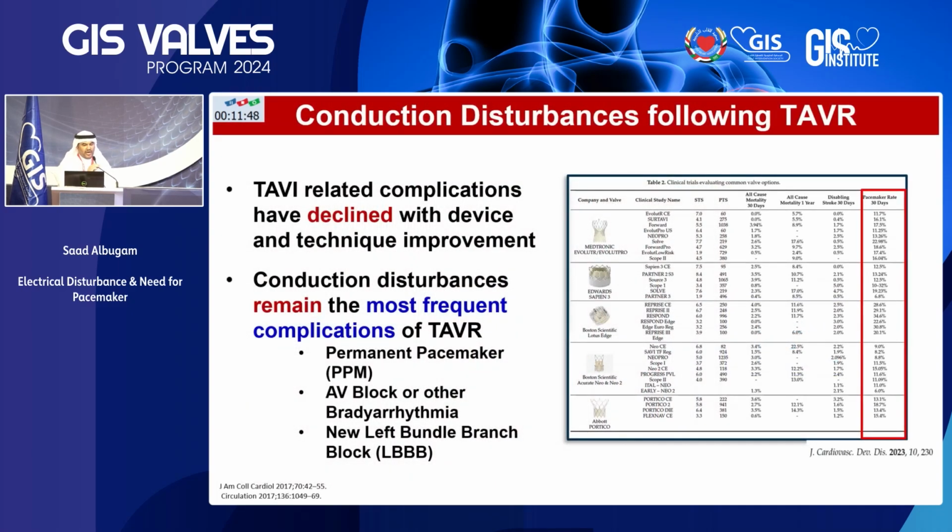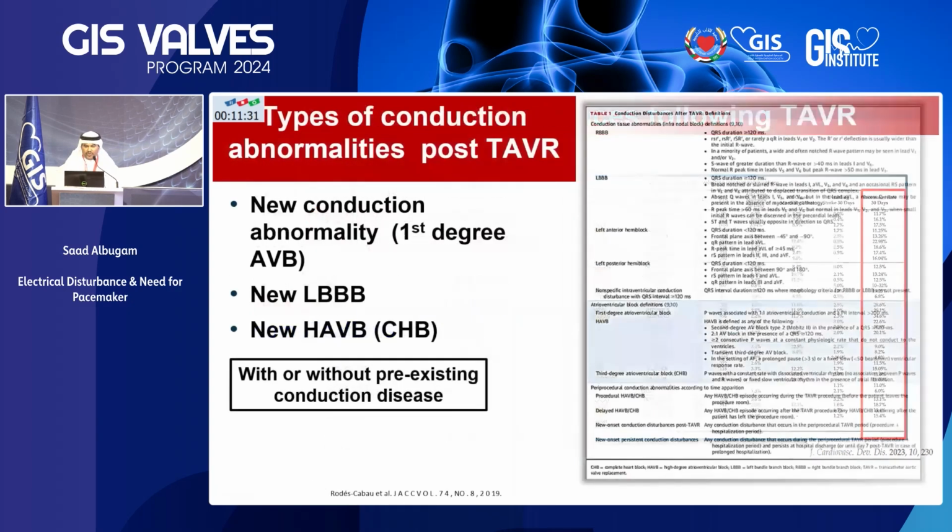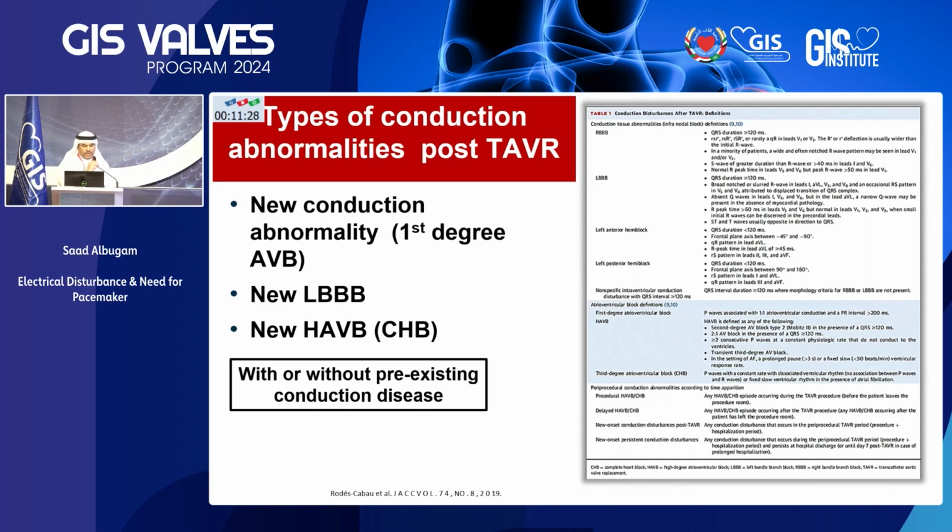The TAVR-related complications have declined with iterations of the new devices and improvement of the techniques, yet conduction disturbances are the most common and frequent complications. It's now the Achilles heel that we need to overcome in order to extend this to younger and low-risk patients. Now, the types of conduction abnormalities that can be seen: there is a specific definition for this conduction disturbance. It's a new conduction abnormality: first-degree AV block, new left bundle branch block, new high-grade AV block or complete heart block, with or without pre-existing conduction disease.